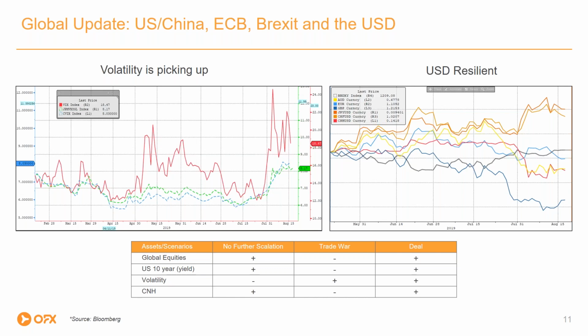So on the bottom graph, we can also see what we would expect from different scenarios in this global war. But in general, we see volatility staying at high levels if the trade war keeps going as it is. And basically, if we get a deal, we will probably see an improvement in the CNH and the Aussie dollar.